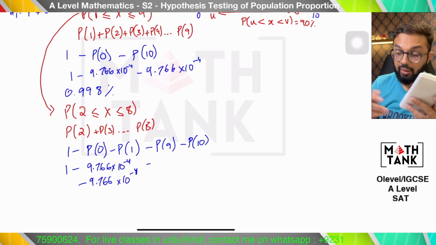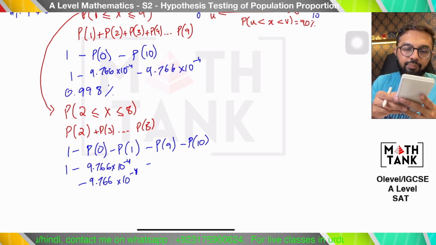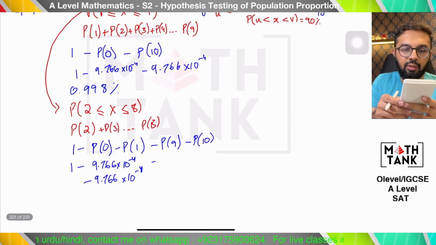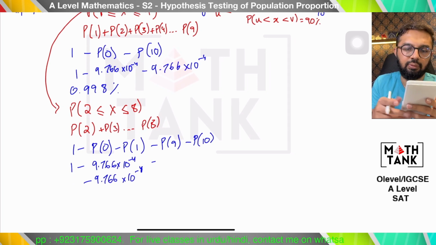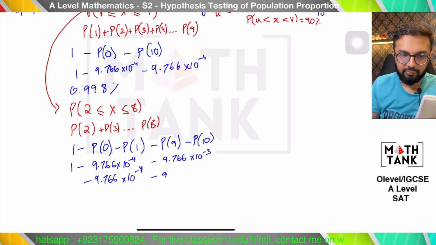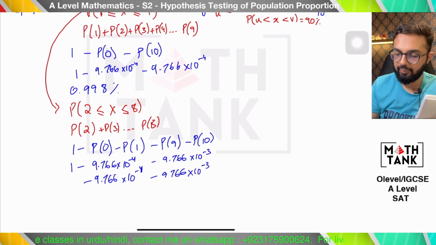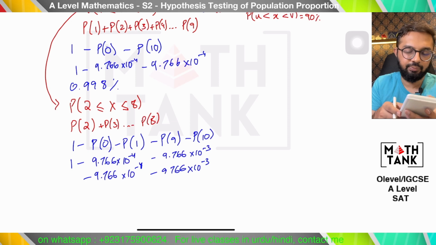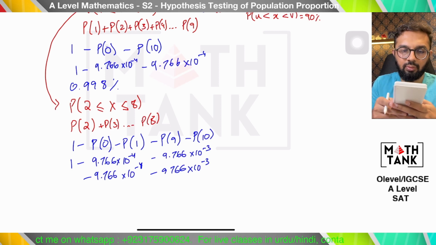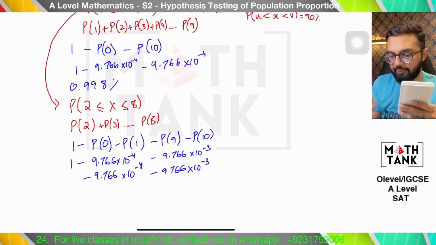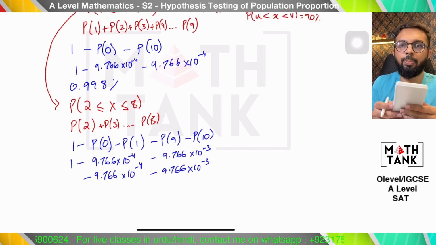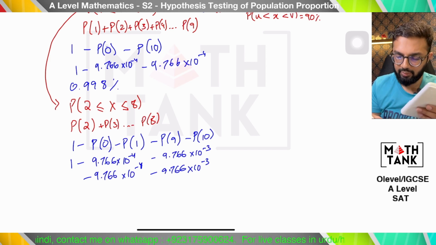Let's calculate 0 and 1 and 9. All of these numbers are similar because my probability of success and failure are both 0.5, in case you're wondering.